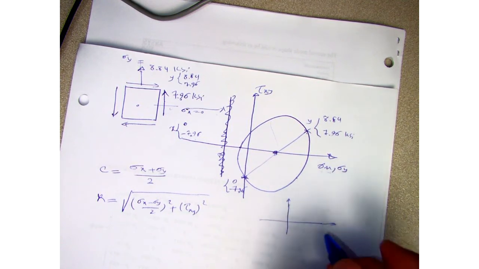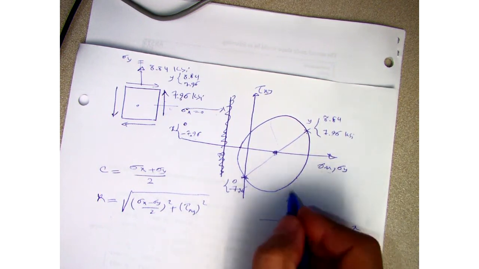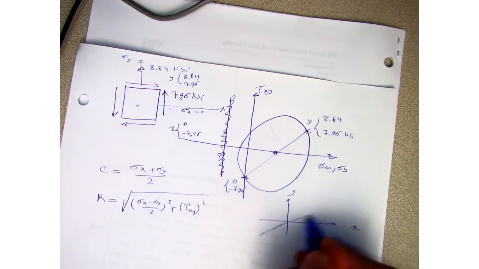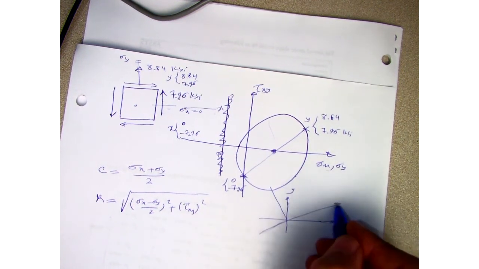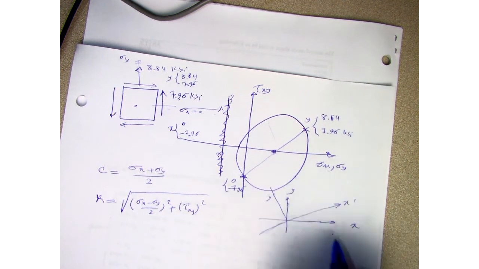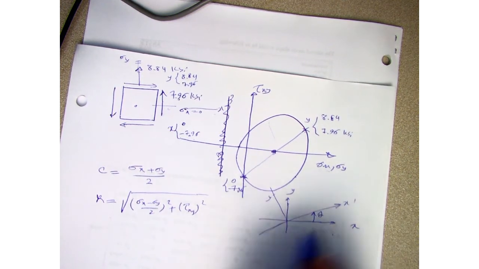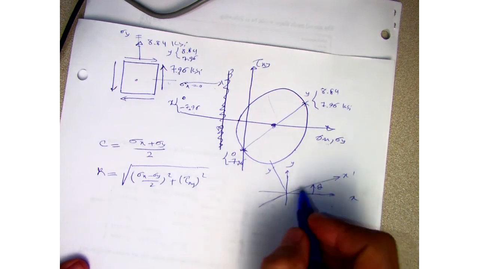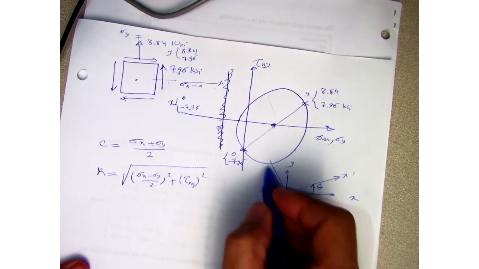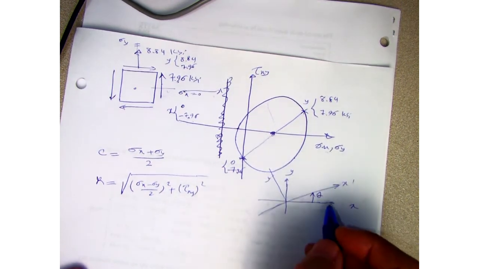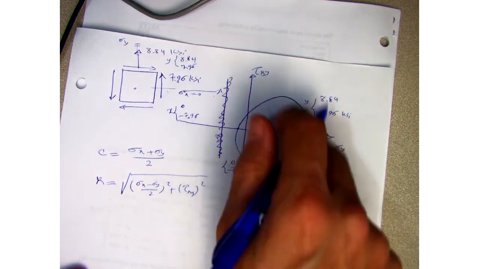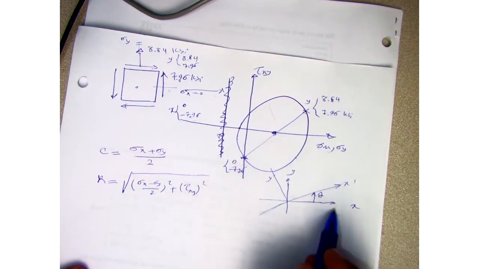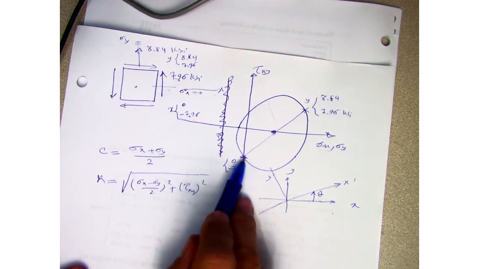We try to do it using the formula. So if this is x and y, I want to rotate x and y like this counterclockwise to get x prime and y prime with angle theta. Then the question is, what would be the normal stress for x prime? What would be the normal stress for y prime? All right? So to do that, on the Mohr circle, you have to locate first the x-axis, which is here.